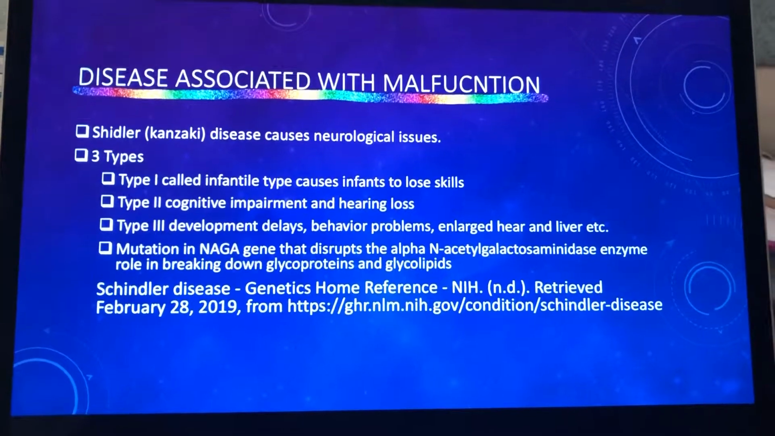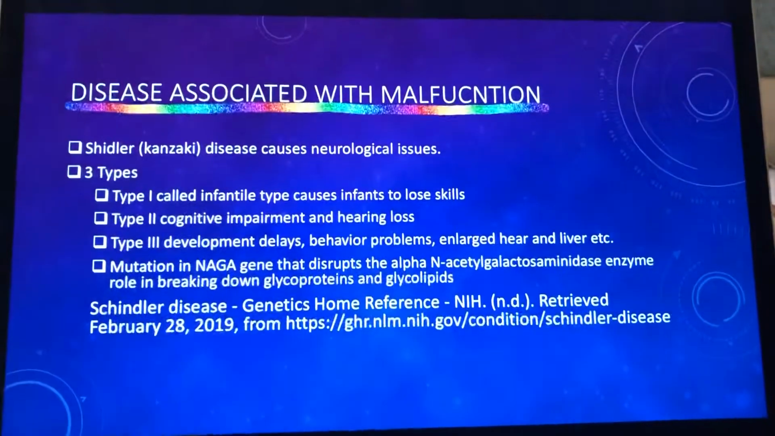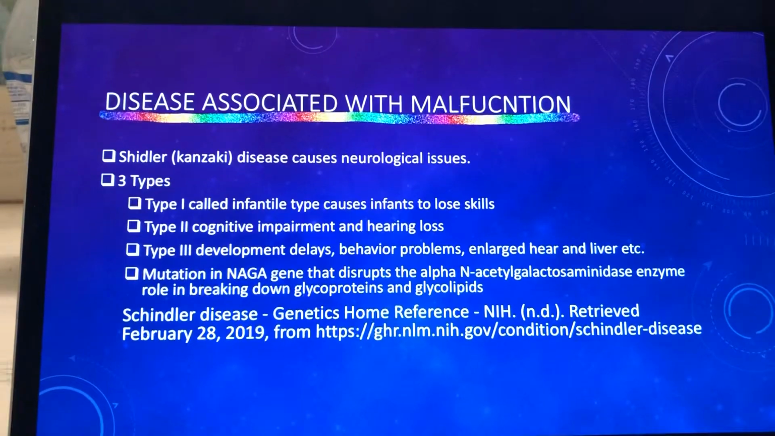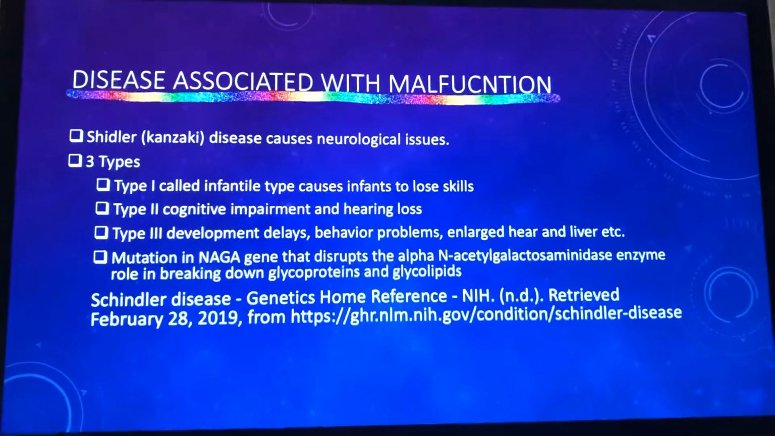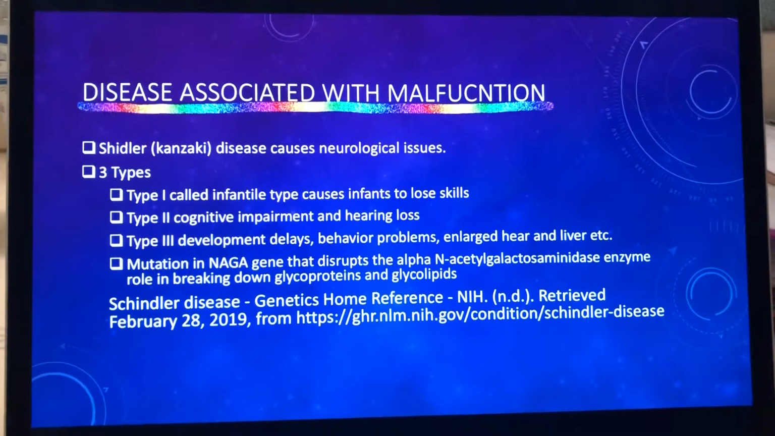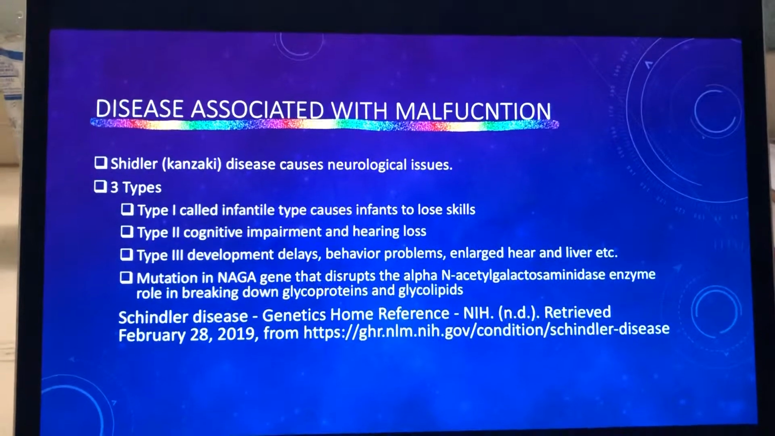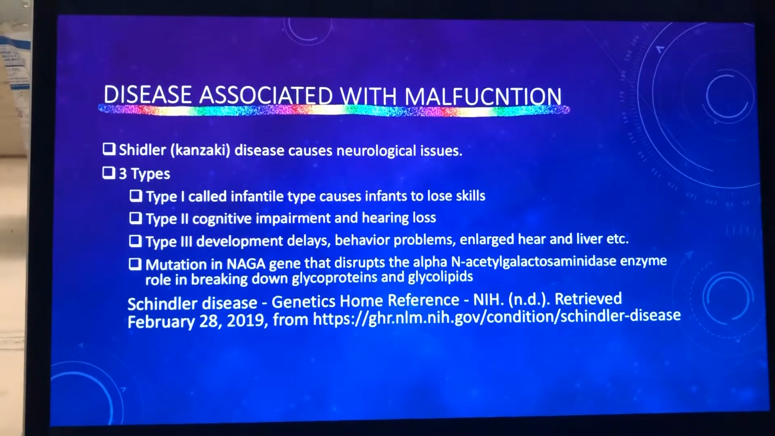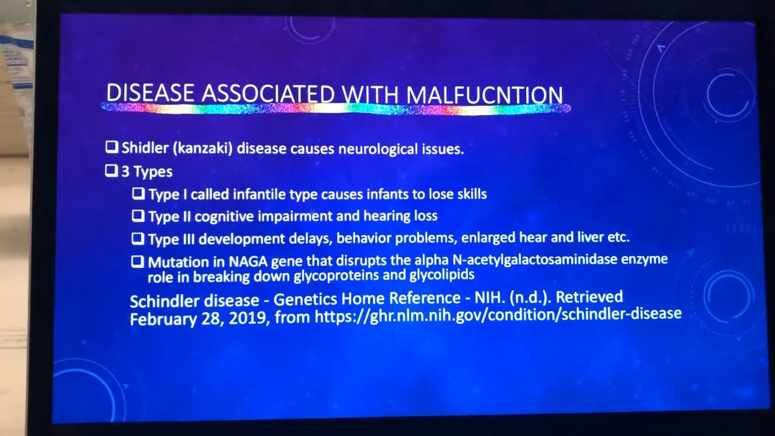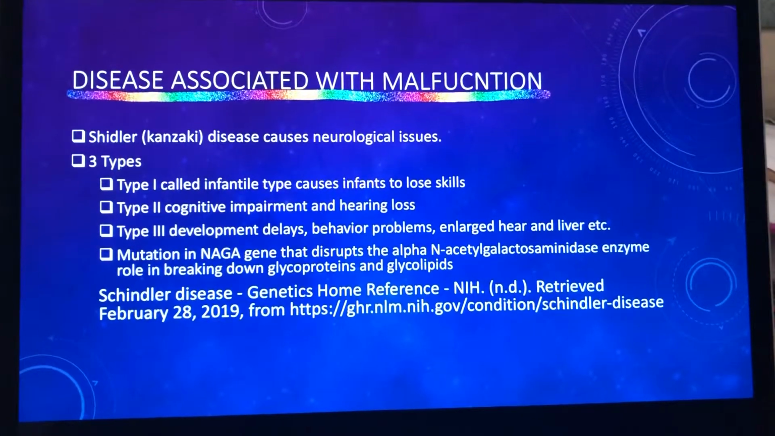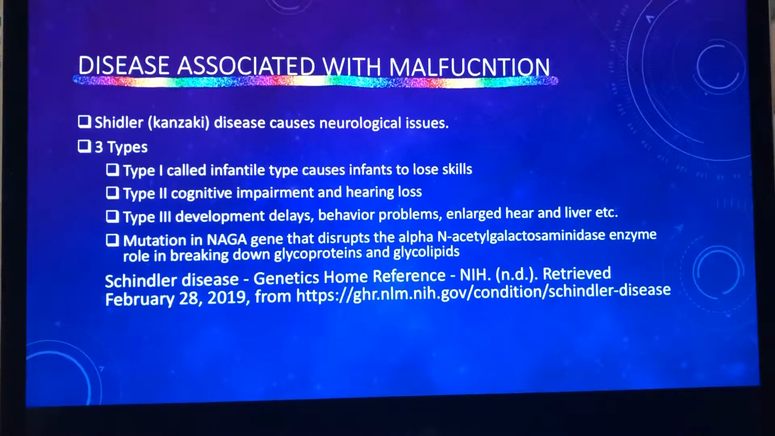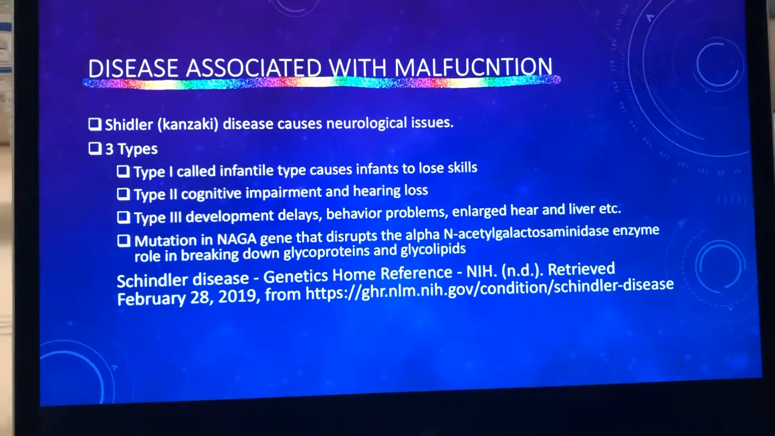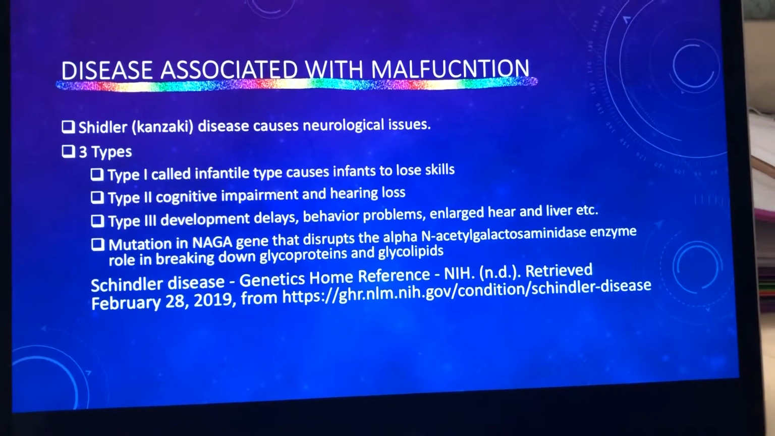Okay, so the disease associated with the malfunction is called Schindler or Kanzaki disease, and it causes neurological issues. There are three different types. Type 1 is the most severe, and it's called infantile type 1, and it causes infants to lose skills around 8 to 10 months. And there's type 2. It has cognitive impairment and hearing loss. And then type 3 is kind of an intermediate form. It develops delays, behavior problems, enlarged heart and liver, among other problems.